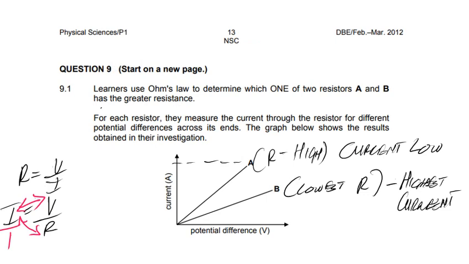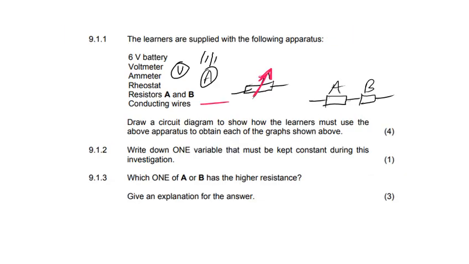They told you that they are using Ohm's law. So in Ohm's law, the temperature is kept constant when the potential difference and the current through the conductor change. So the temperature is the one that is kept constant. So you can write: temperature is kept constant.